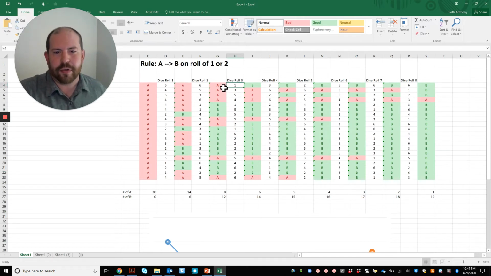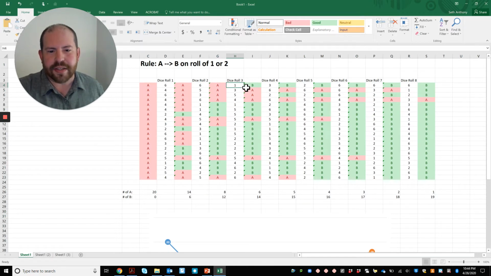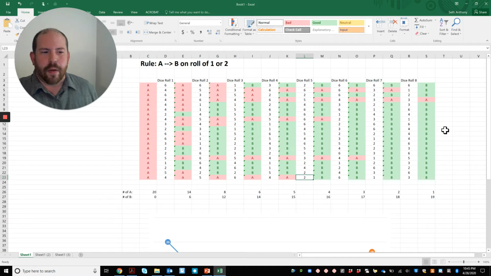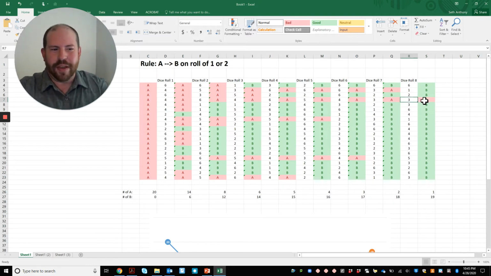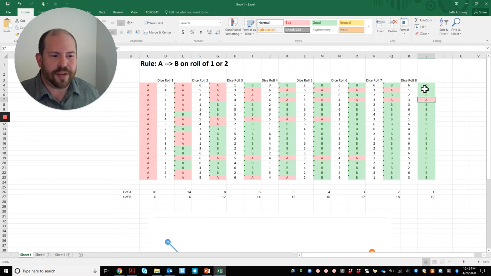And in the third dice roll, it happens again. Some more As get to be converted into being Bs. The next dice roll happens again. Dice roll after that, here's an A that turns into B, and after a few dice rolls, we get almost everybody has turned into Bs, except for this one right here. But we know that if we keep rolling, eventually, even this one will turn into a B. This is exactly what we expect from this rule.